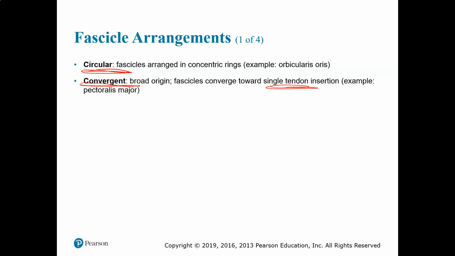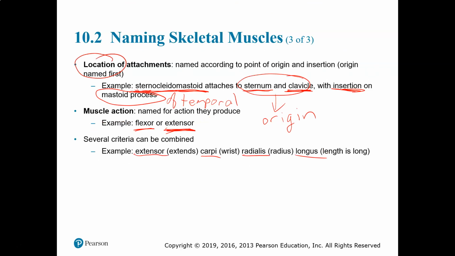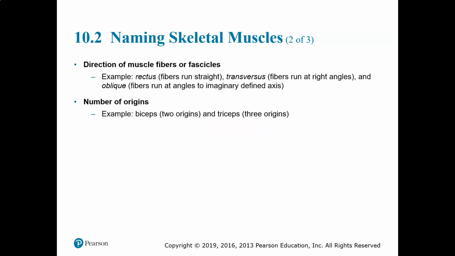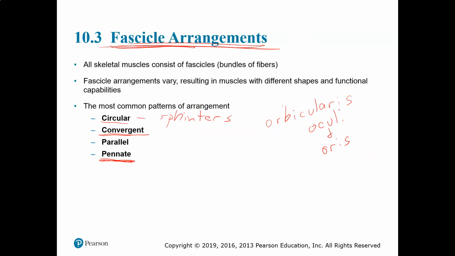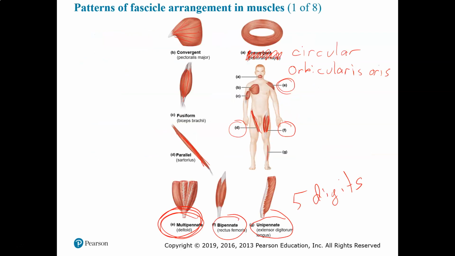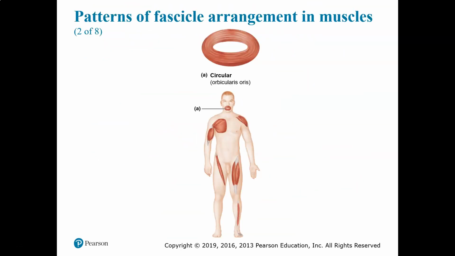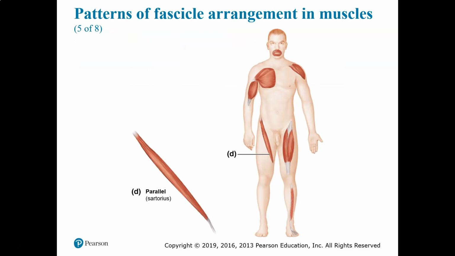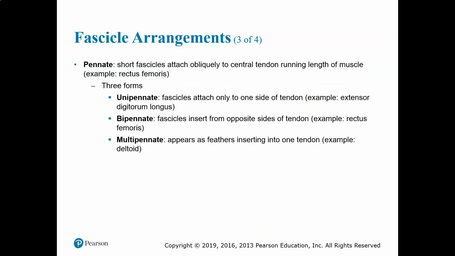But fascicle arrangements are not as common as all the others: location, the action of the muscle, the direction of the fibers, and the number of origins. Those are much more common than naming by fascicle arrangements. And you definitely don't name by types of fibers. These are the ones we just went over.